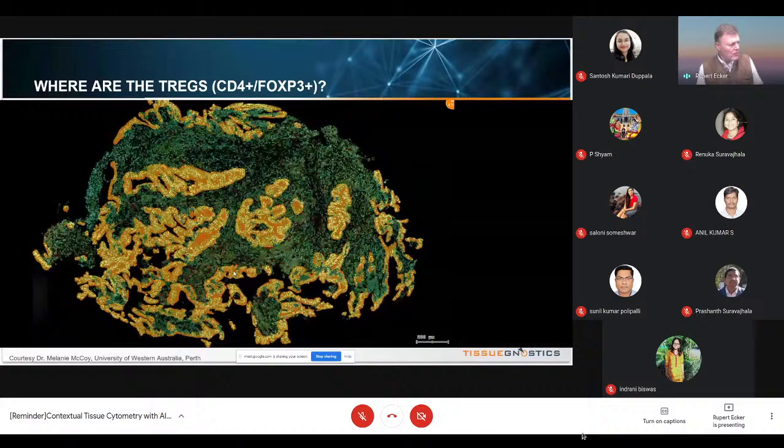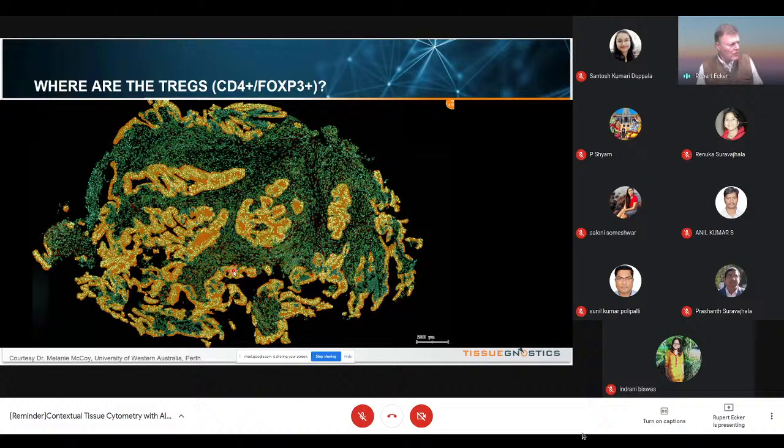In this case, this research group from Perth has asked the question, how many CD4 positive cells, so T helper cells, are present? Where are they? Are they inside the tumor or in the tumor stroma? If they're in the tumor stroma, how far are they away from the next tumor area? And how many of the CD4 positive cells are also FOXP3 double positive, so are regulatory T cells?